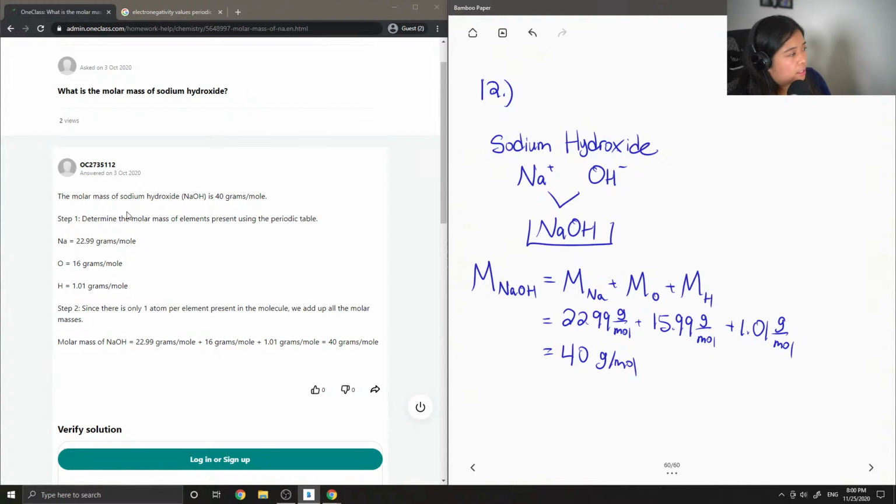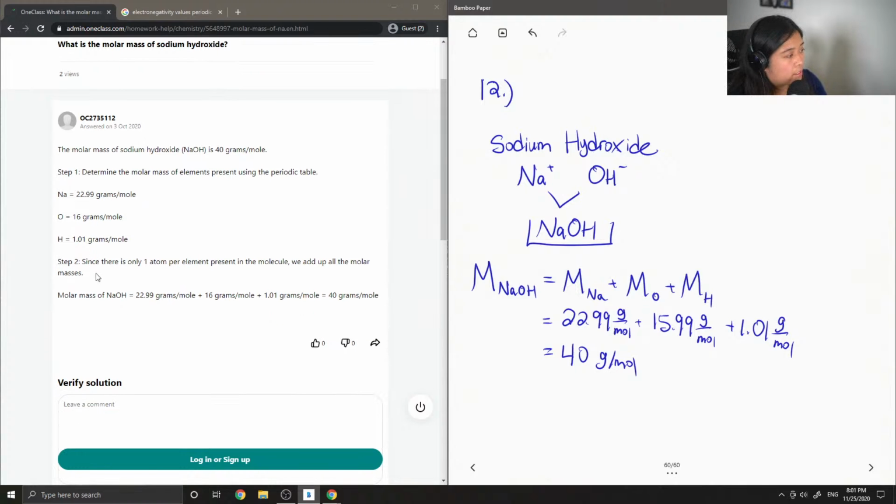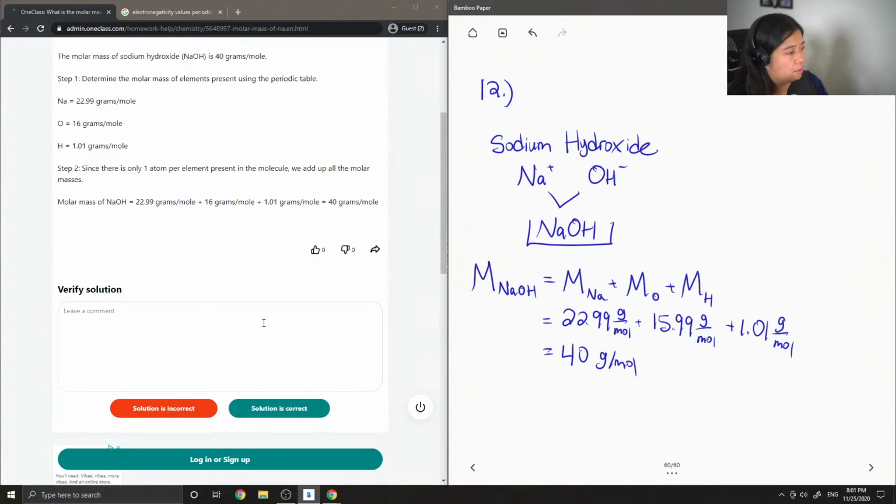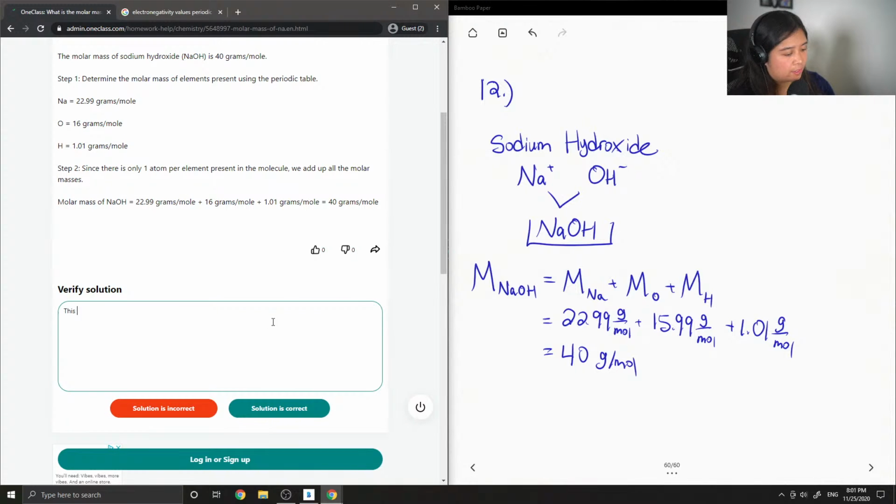The junior tutor said the molar mass of sodium hydroxide is 40 grams per mole. Step 1. Determine the molar mass of elements present using the periodic table. Sodium 22.99, oxygen 16, hydrogen 1.01. Step 2. Since there is only one atom per element present in the molecule, we add up all the molar masses. Molar mass of sodium hydroxide is equal to 22.99 plus 16 plus 1.01, which is equal to 40 grams per mole. Yep, so I'll verify that this solution is correct.